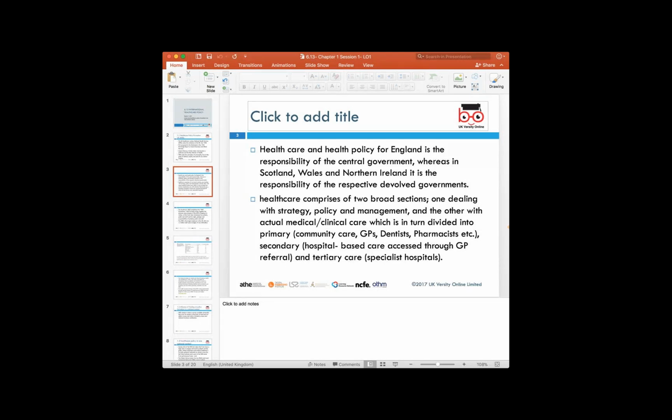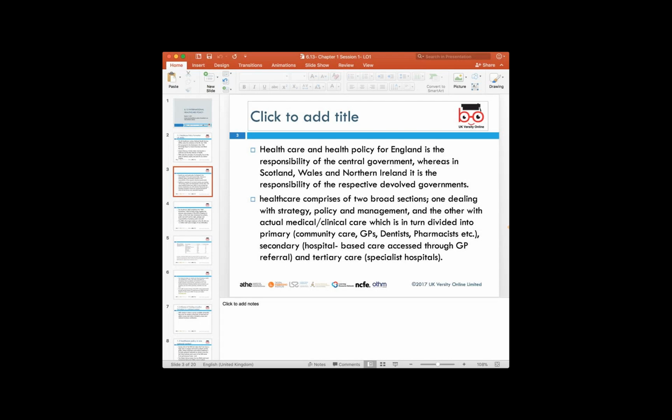And in Scotland, Wales, and Northern Ireland, it is the responsibility of the devolved governments, or devolved parliaments as we call them, which provide the provision and funding for healthcare policy in general. Now, healthcare policy comprises two broad sections. One of the sections that we will look at deals with strategy, policy, and management.